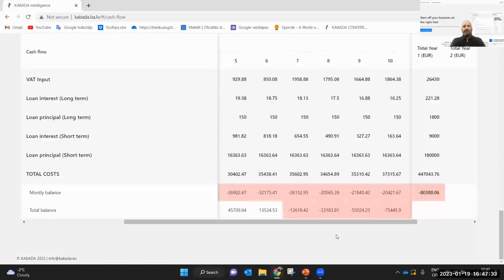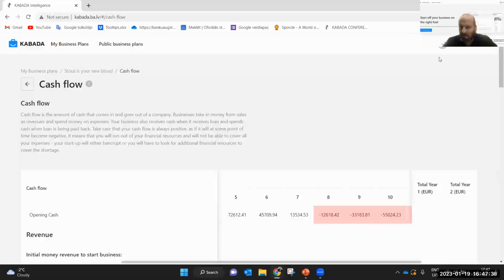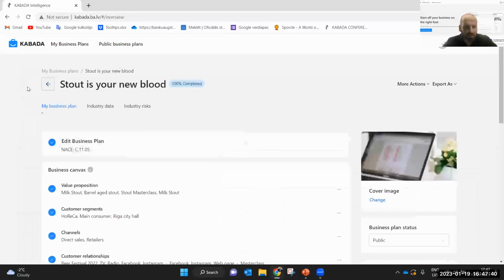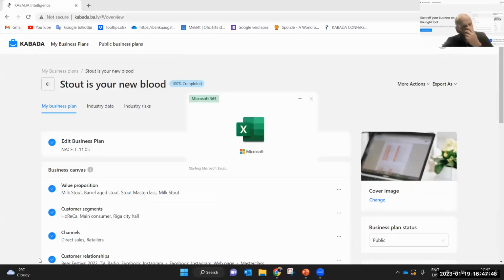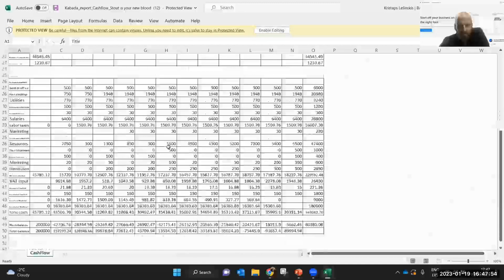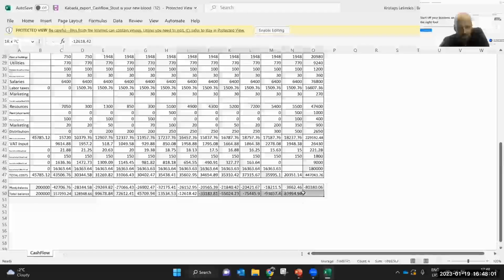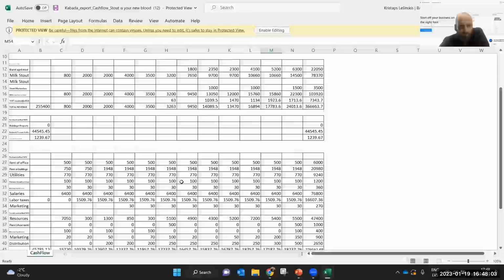Okay. And finally, of course, you can also later on experiment with this cash flow by exporting it as an Excel file, as you can see here. And then you can play in the Excel sheet by changing some numbers and adjusting them to make the business more viable, not running in the minuses like you can see it here. So as I said, that's it.